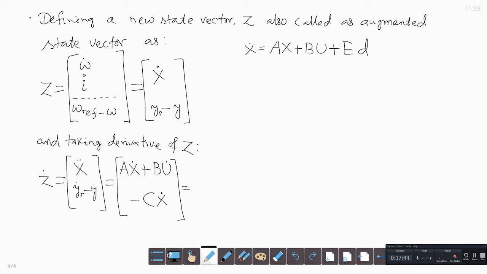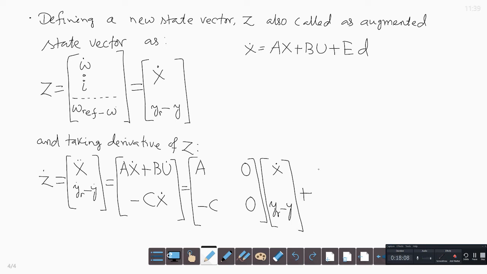So we can split it like this: the matrix A, 0, minus C, 0, times x dot and yr minus y, plus B and 0 times u dot. As you see in this last expression, z dot is A x dot plus B u dot as written in the first element, and in the second row, minus C x dot. So the second element of z dot is minus C x dot.